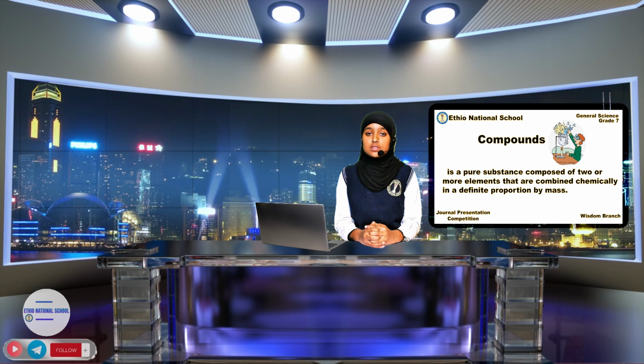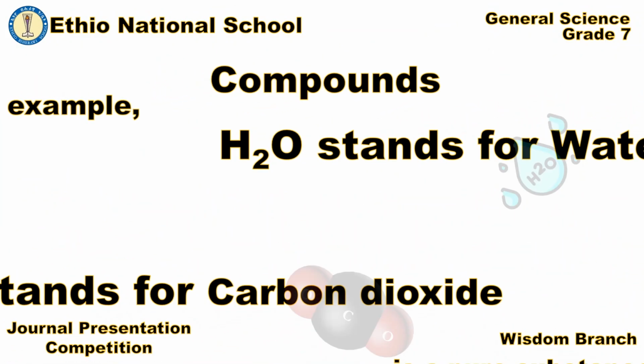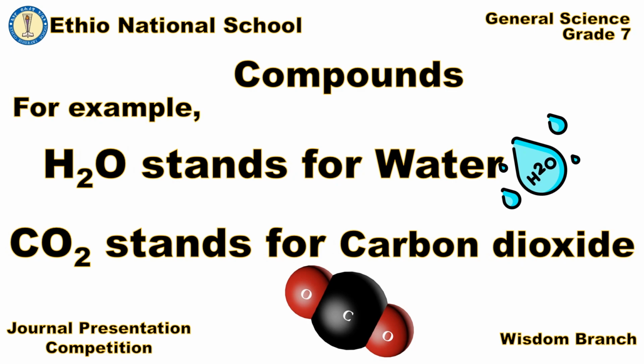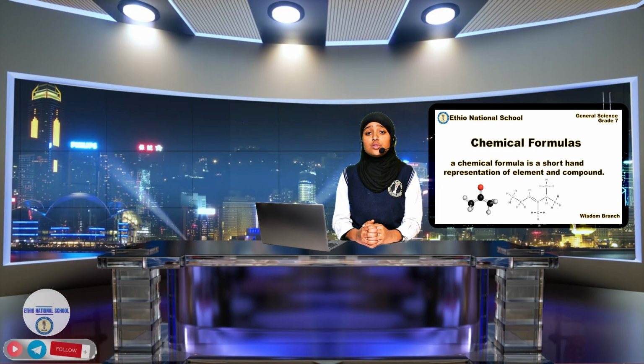As I mentioned before, compounds are pure substances which are made up of two or more different elements, like H2O or CO2. Chemical formula. A chemical formula is a shorthand representation of a compound and an element.